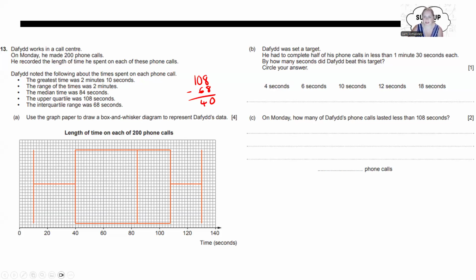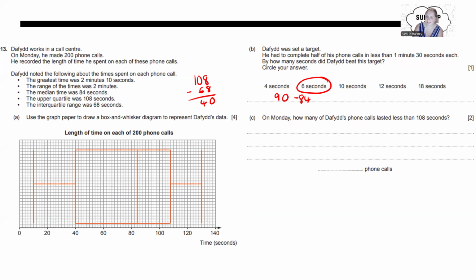So question B, David was set a target to complete half of his phone calls in 1 minute and 30 seconds. So half was at the median point. So we had 84 and he had to be 1 minute 30. So that's 90 seconds. So take away that is going to be 6 seconds there.